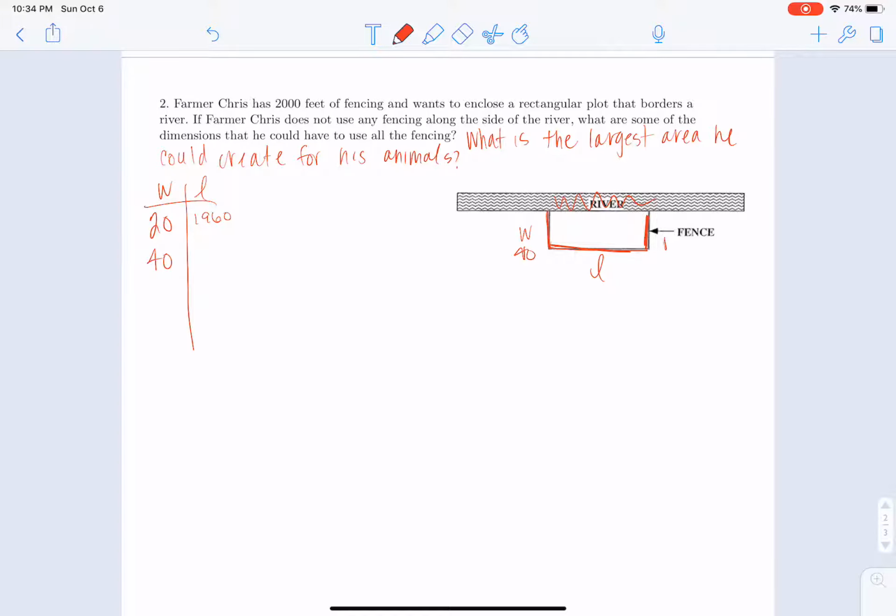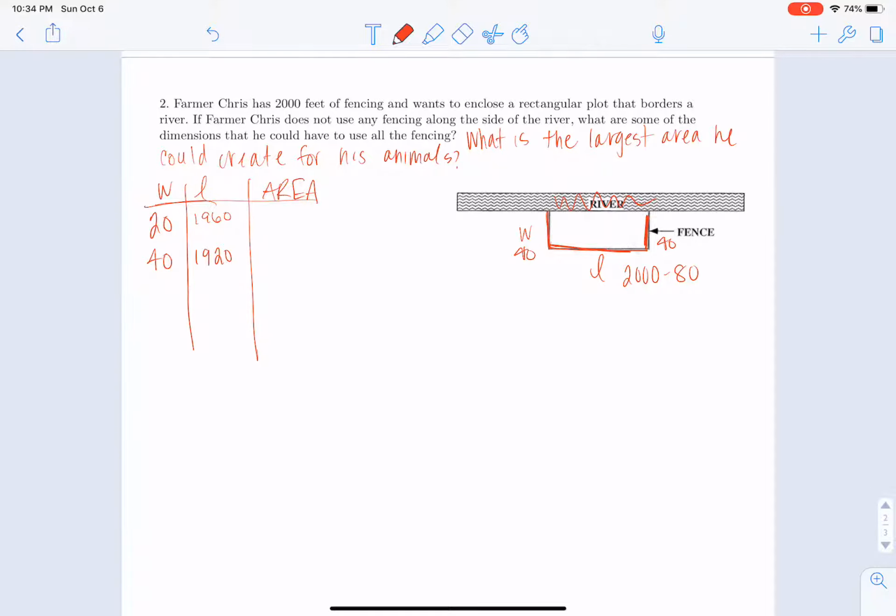40 and this 40, and this would be 2,000 minus 80, because I want everything to add up to 2,000. So this would be 1,920 feet for my length. So looking here, if this is my length and this is my width, what is my area?